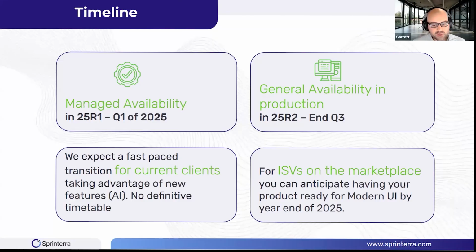On the flip side, for ISVs who are on the Acumatica marketplace, you can anticipate needing to have your product and solution ready for modern UI by the year end of 2025. Slightly different timetable, just because as ISVs, and Sprinterra with our cache basis solution, our property management solution, we've had to work on this as well. But we need to have our solutions and products ready for clients whenever they move, whether it's sooner or later. So end of 2025 is what we're targeting for ISVs on the Acumatica marketplace as far as having our solutions ready for modern UI.